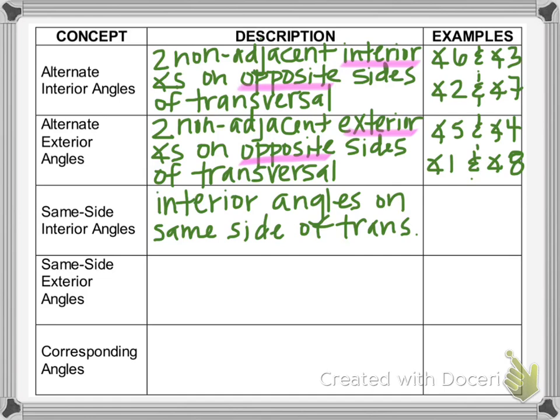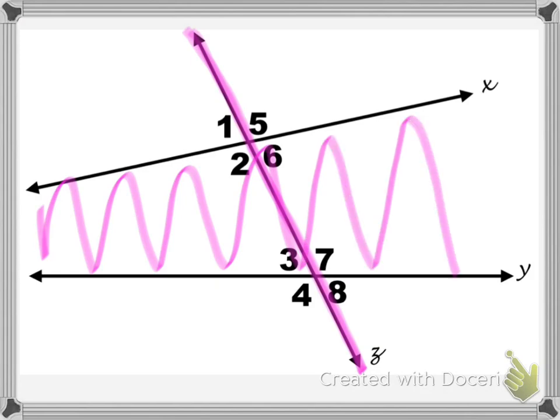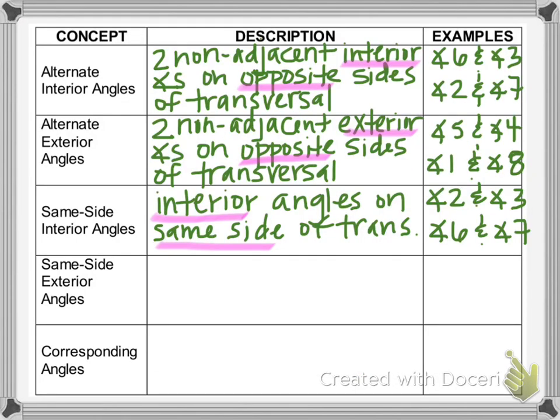Same side interior angles are in the interior region, but this time they're on the same side of the transversal. So let's take a look at our picture. So remember, here's our transversal. The interior is this part. We still have those 4 angles, 2, 6, 3, and 7 on the interior, but this time we want to represent angles that are on the same side of the transversal. So we're talking about angle 2 and angle 3, or angle 6 and angle 7. So let's add those as examples. So those same side interior angles were angles 2 and 3 and angles 6 and 7.